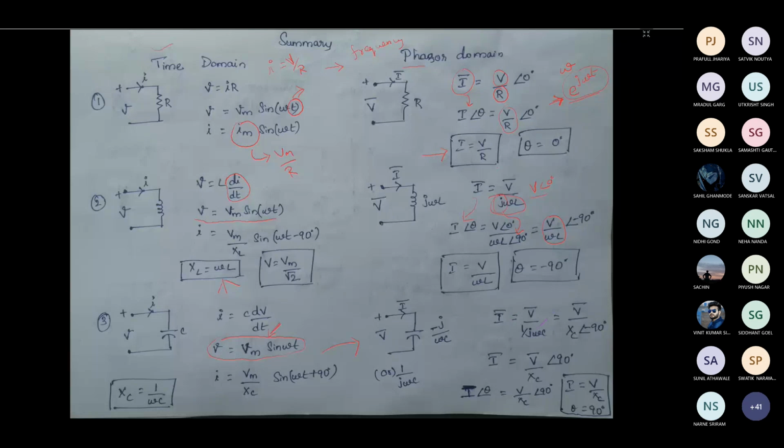I phasor is equal to V phasor divided by 1 by j omega C. So with this, finally we will be getting V phasor divided by Xc angle 90 degree. So this is I angle theta if you represent in magnitude and angle, so this will be coming as some magnitude with some angle. So now I can be given as V divided by Xc and theta can be written as 90 degree plus 90 degree.